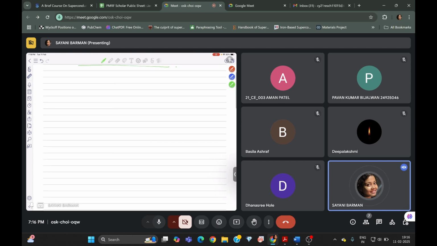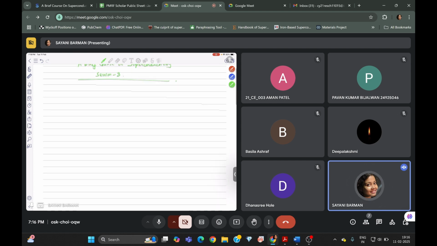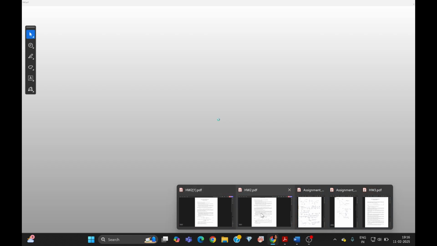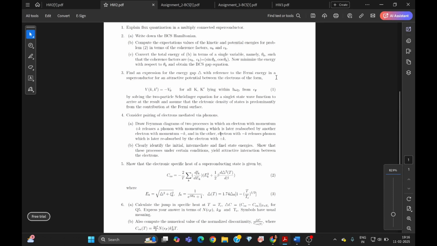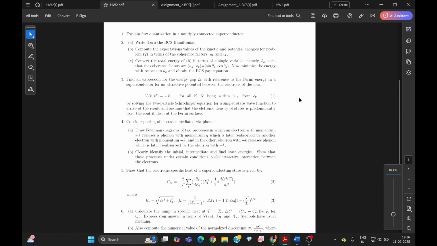Okay. So today we'll try to solve the homework two questions. The first question is, I know that you all have the assignment. I am just reading the questions from the assignment, and you will also be able to see it from the video. So the first question is: explain flux quantization in a multiply connected superconductor.